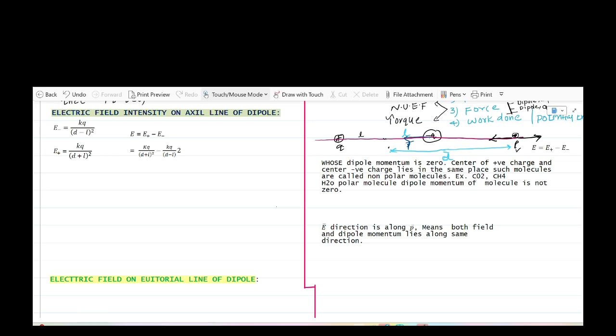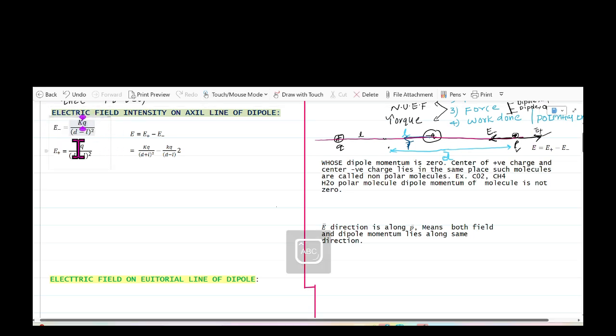Therefore, the field at this point acts like this: E positive and E negative. This is the field by the negative charge, and this is the field by the positive charge on this point. So here it is very clear. E positive means, by the field formula, K into Q by (D plus L) whole square. So here also, K into Q by (D minus L) square for the negative charge.